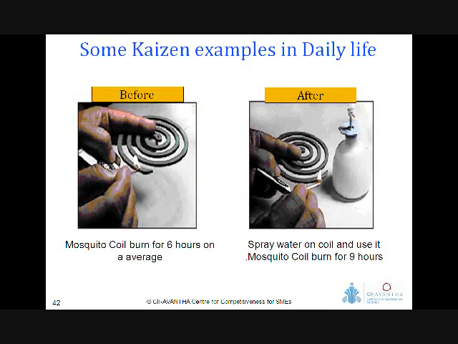As I said in the beginning, I will share some good examples in daily life also, how Kaizen can be useful in our life. A mosquito coil which burns for 6 hours on average, if you spray water on this and use it, it burns for 9 hours. So it reduces your mosquito coil consumption and thus the cost. It's very simple and common sense. You spray water on anything, it will fume more.